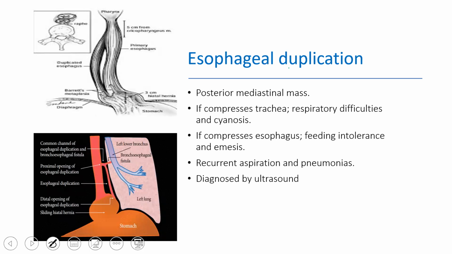The second esophageal pathology is called esophageal duplication. And sometimes you have what is called an esophageal duplication cyst. We will talk about that when we talk about esophageal cysts. Esophageal duplication means you have two esophagi.